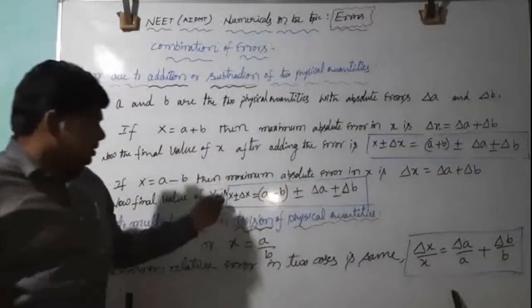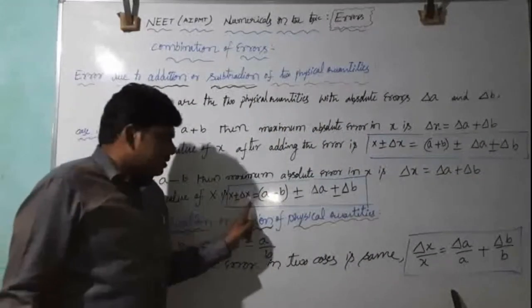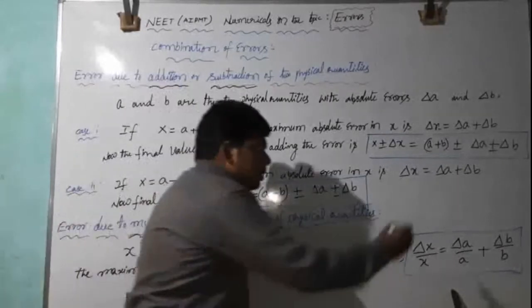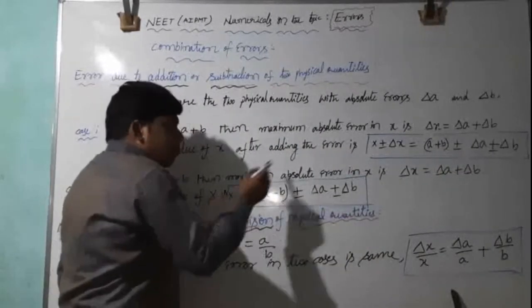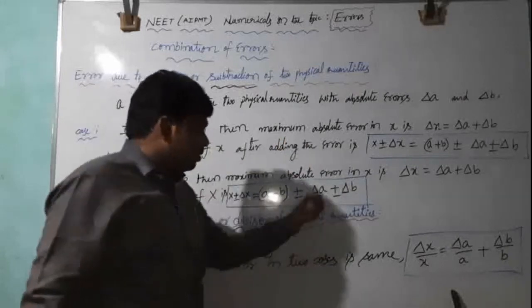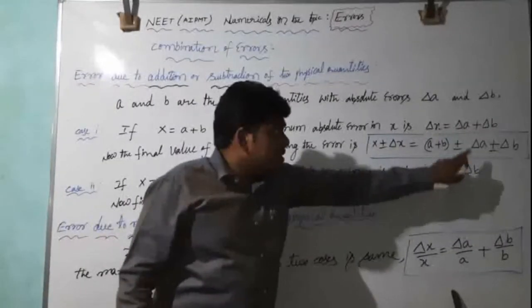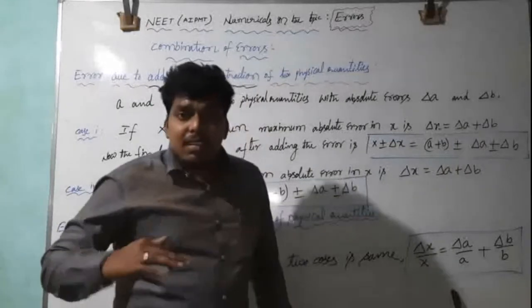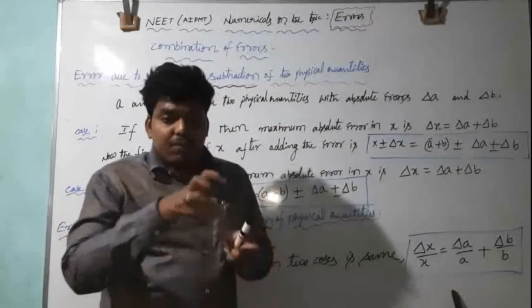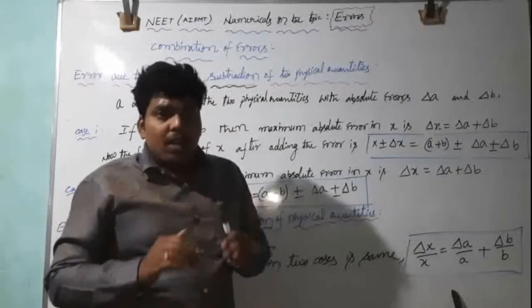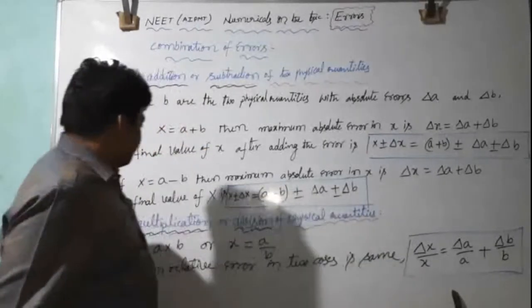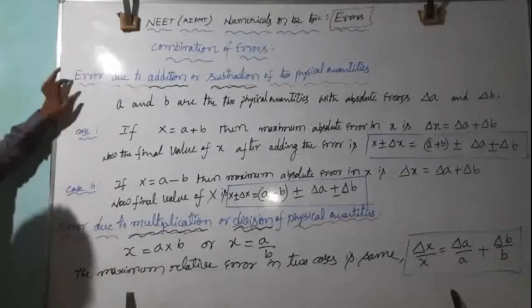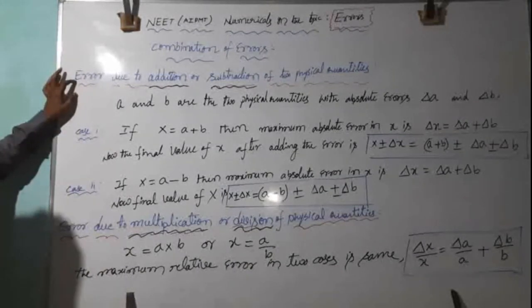If two quantities are subtracted, x plus or minus delta x is equals to A minus B. Here A plus B, but here A minus B. Why? Because it is subtraction, but it is addition. So what about these two errors? There will be no variation. Why? Because due to different physical quantities, if you have a certain error due to these two, then the error will be increased only, but will not be decreased. Next, this is about the error due to addition or subtraction.